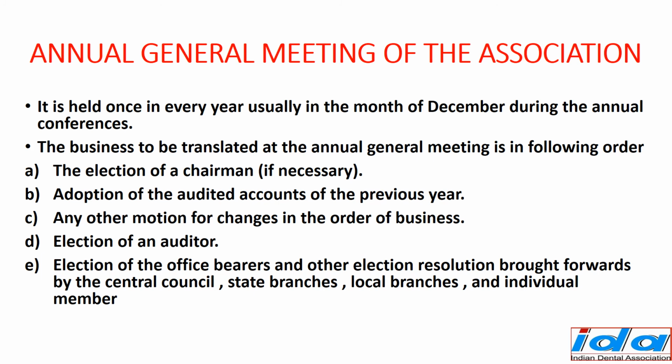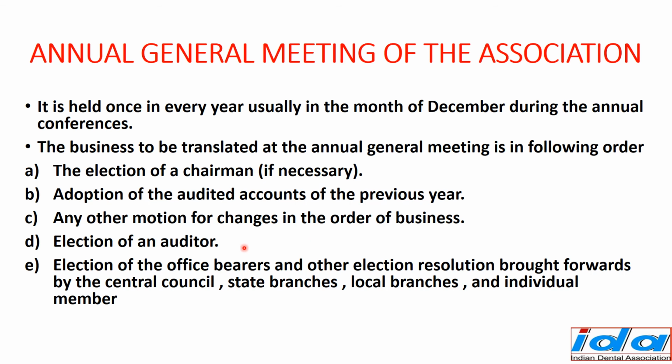The business to be transacted at the annual general meeting is in the following order. What you do in this general meeting is the election of the chairman if necessary. Then you adopt the audited accounts of the previous year. The next one is any other motions for changes in the order of business. Then election of the auditor is done again in this general meeting, and the election of the office bearers and other election resolutions which are brought forward by the central council, state branches, local branches and individual members are done in this general meeting.